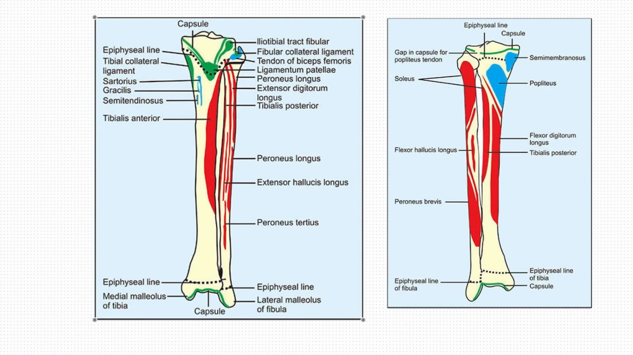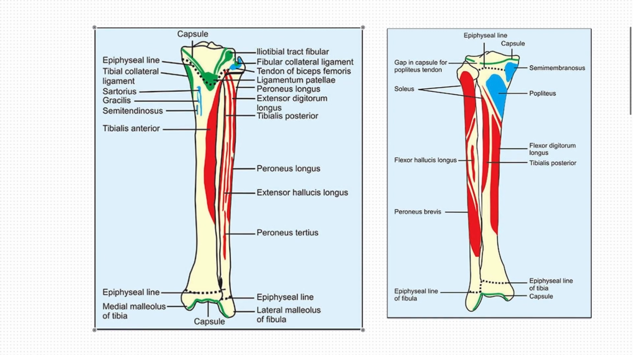Attachments on the medial surface of tibia. So this is the medial surface of tibia. The medial surface of tibia is entirely subcutaneous except the upper one third part. So at the upper one third part there is an insertion of three muscles.